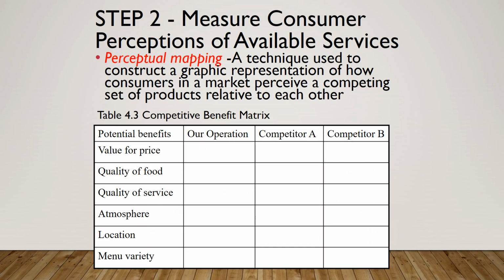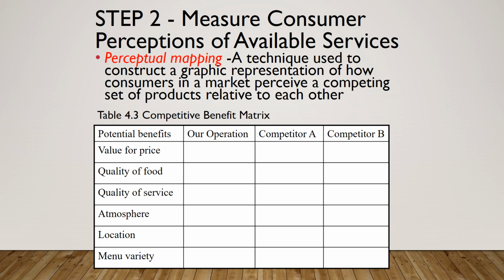So now that we know what attributes are important in our particular area of service, the next step is to move on to step 2, which is to measure how consumers currently perceive our service offerings as compared to those of our competitors. One of the techniques used to do this is called perceptual mapping.